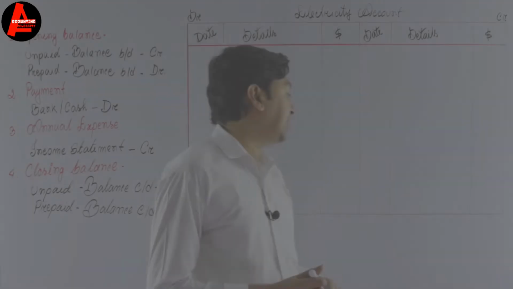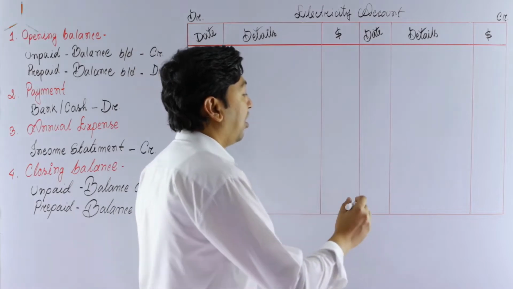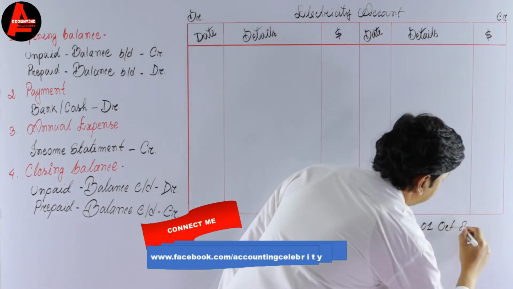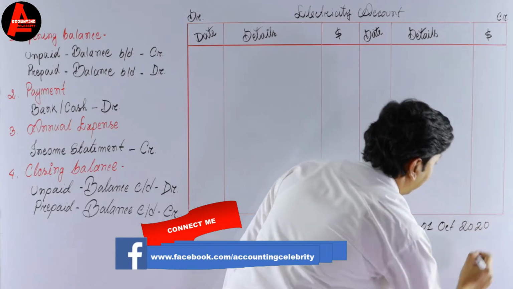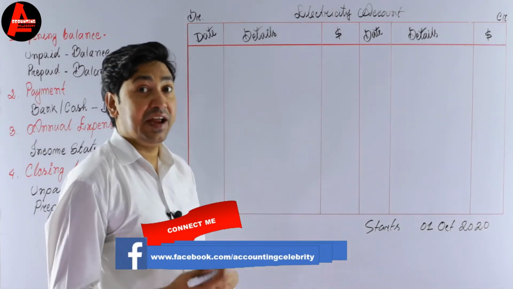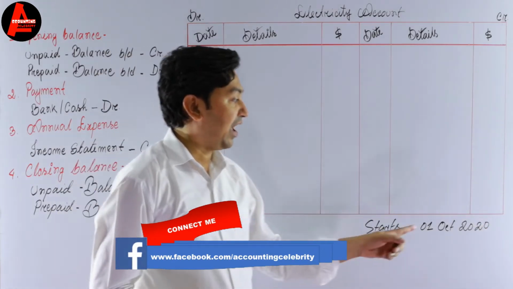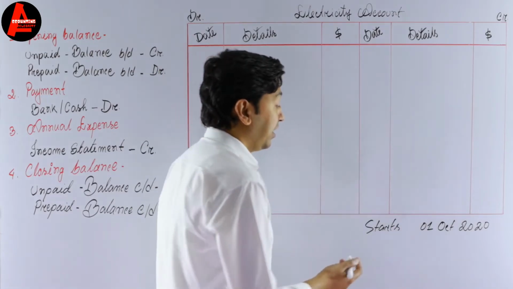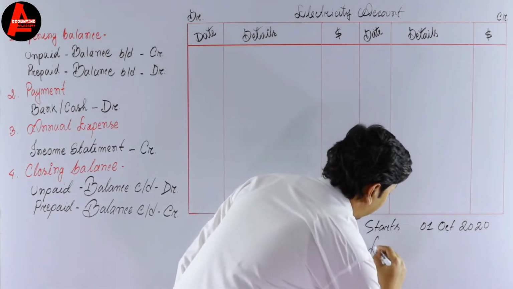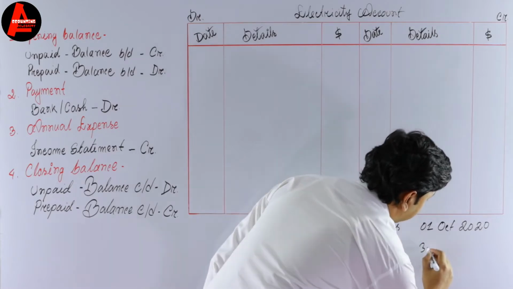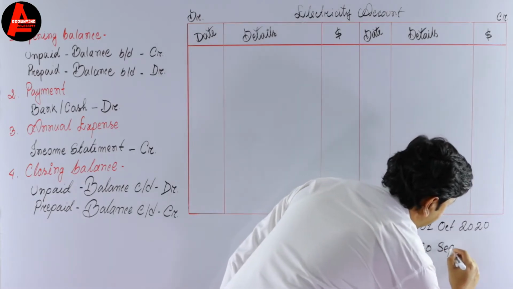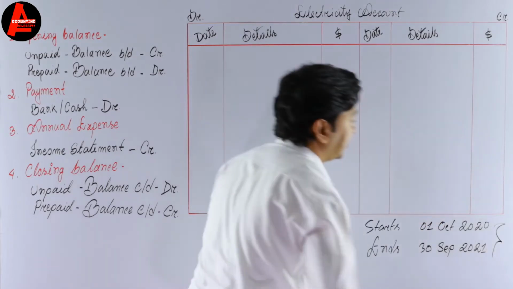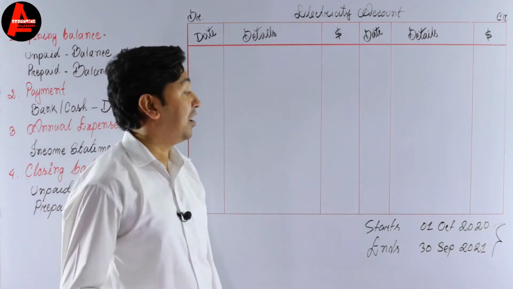That means her business started on 1st October 2020. Then what is the ending of this accounting period? You know, accounting period equals one year. So here the financial year ends on 30 September 2021. So this is the financial period for her business.